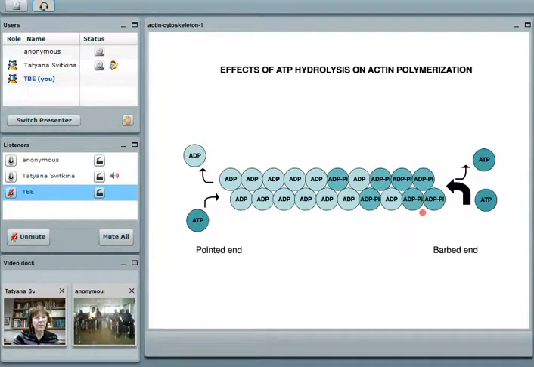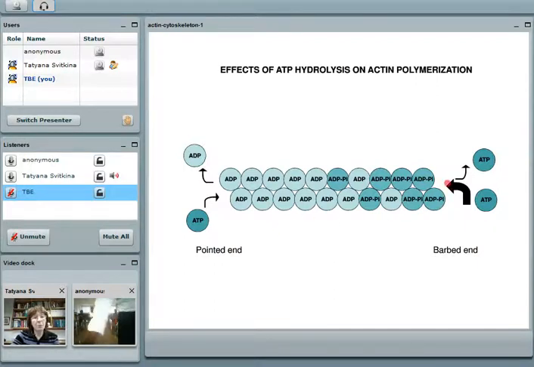However, when phosphate is released and actin converts to the ADP-bound state, then the conformational change I talked to you about earlier occurs. And this is where actin becomes biochemically different.